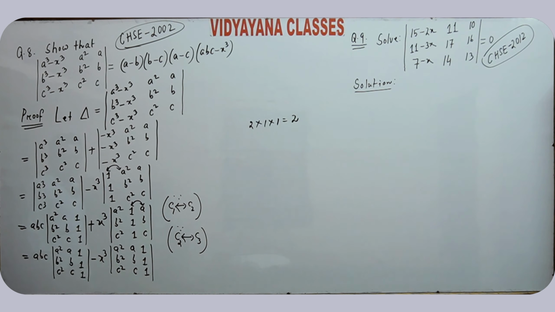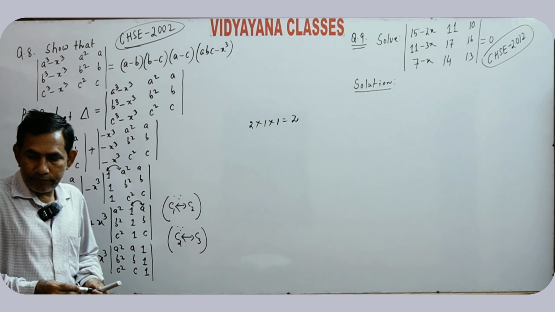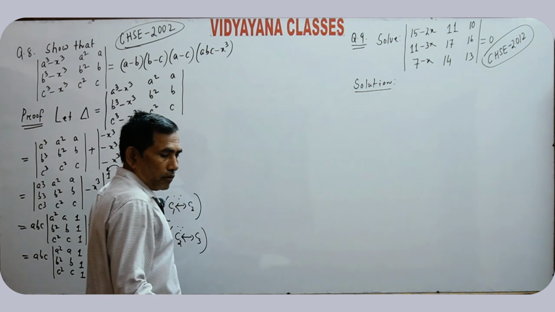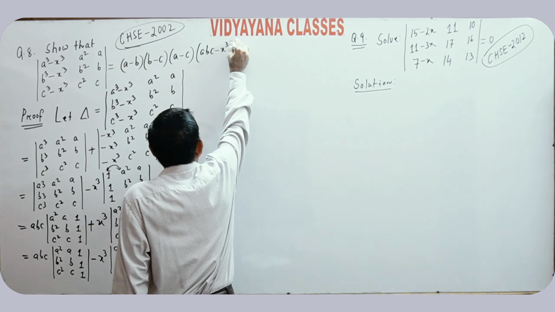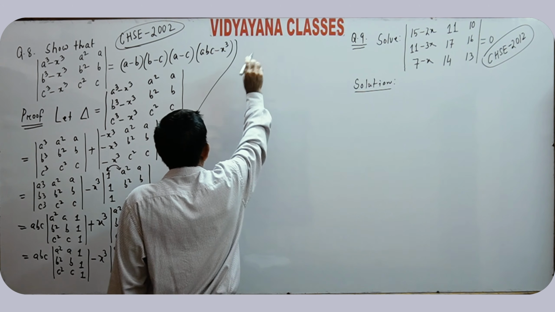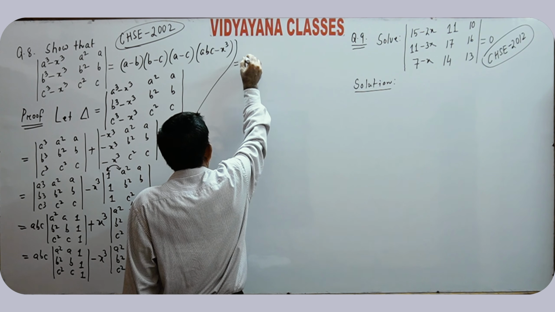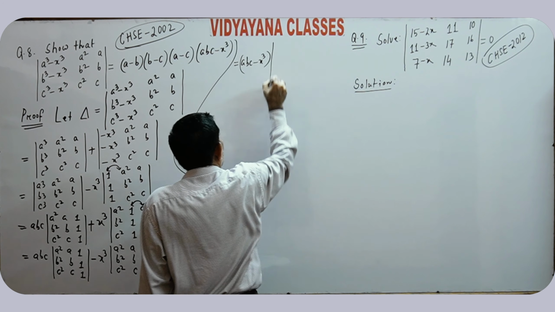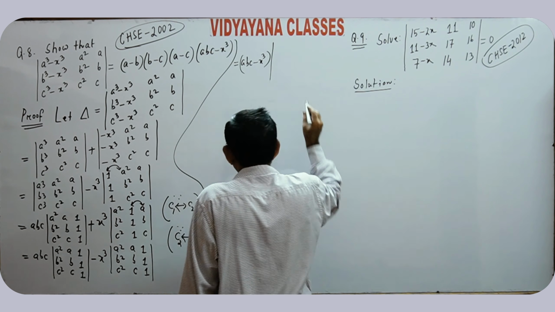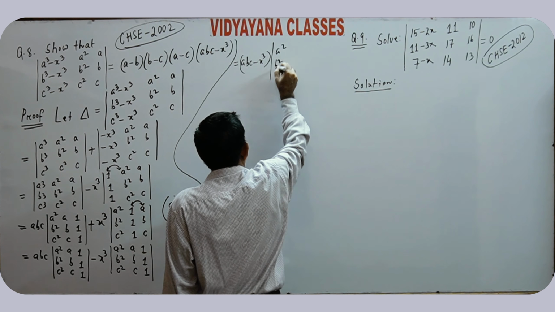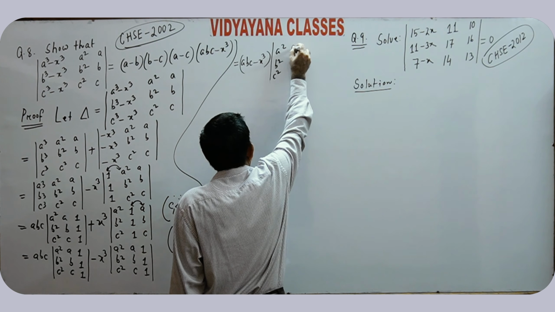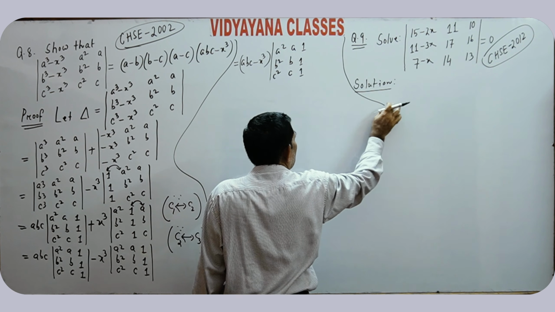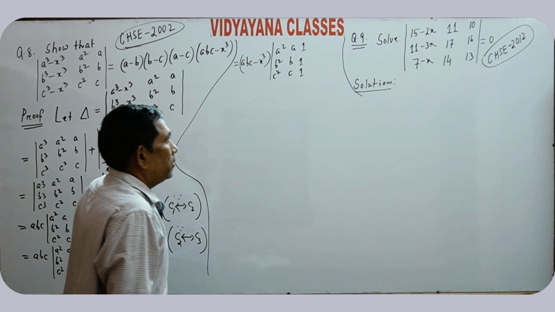Taking the determinant as common, it gives ABC minus SQ into the determinant having elements A square, B square, C square, ABC, 1, 1, 1. Clear?